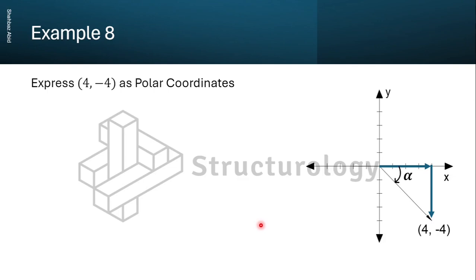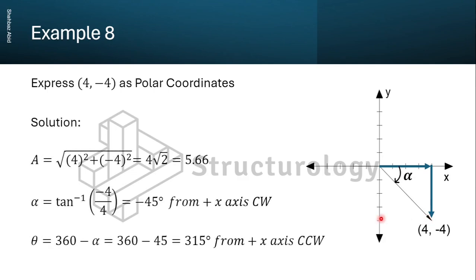Let's see example 8. Express (4, -4) as polar coordinates. Now in this example we have moved 4 units in the x direction and -4 in the negative y direction, which is going to give us a right angle triangle again, and the hypotenuse of this triangle, which is basically the magnitude of this vector, can be calculated by Pythagoras theorem, and we will get it equal to 5.66.